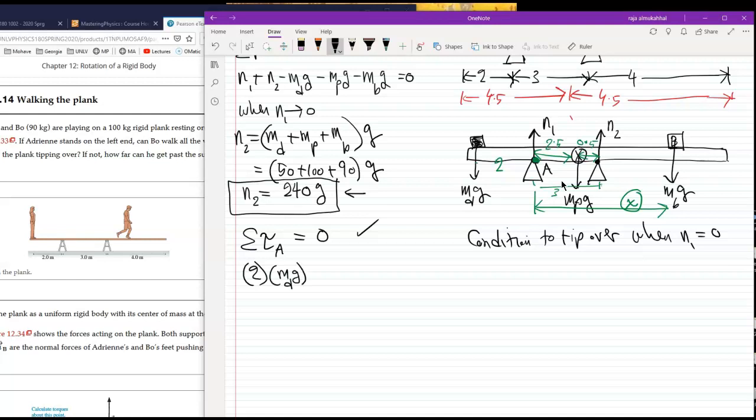mdg, right? Now take the torque about A due to the weight of the plank, which is going to go this way. That's clockwise. It's going to be negative, right? So that's going to be minus mpg. I'll come back and put the numbers in a minute. Times, how far is it? 2.5.